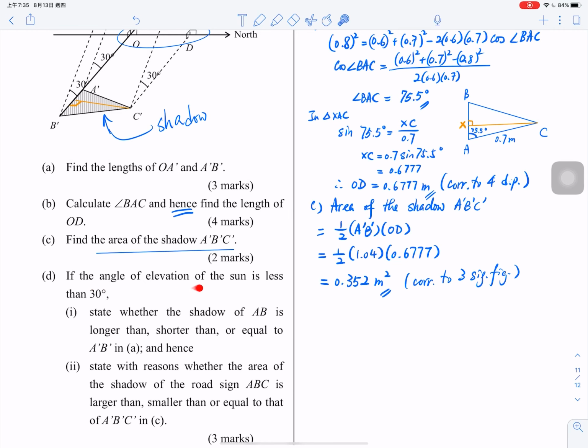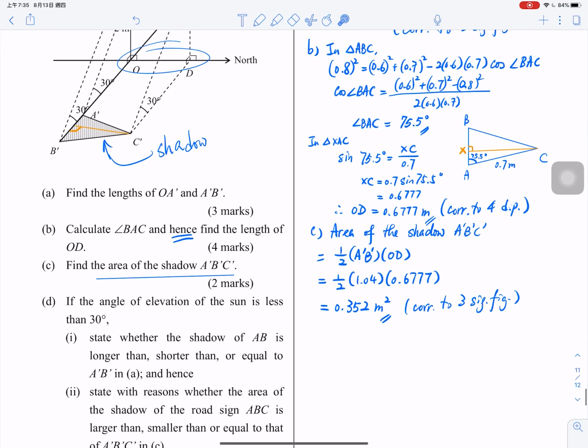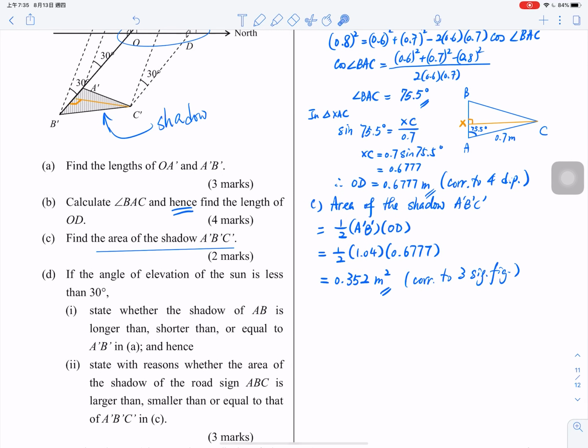If the angle of elevation of the sun is less than 30 degrees, that means now if here is less than 30 degrees, then what happens? State whether the shadow of AB is longer than, shorter than, or equal to A'B' in part A. Oh, the shadow of AB. Okay, so here longer or shorter? I think this one is not difficult, right? Just common sense. D1.